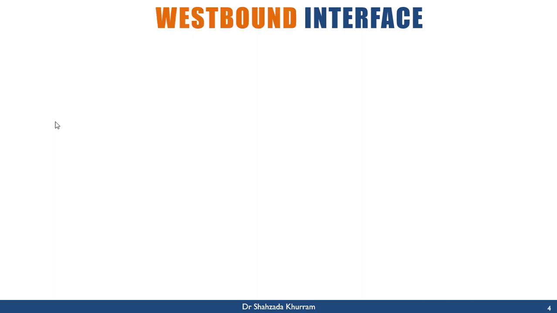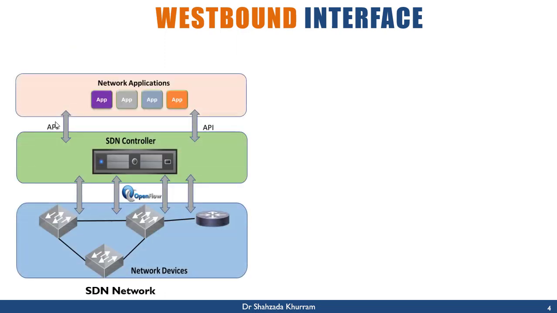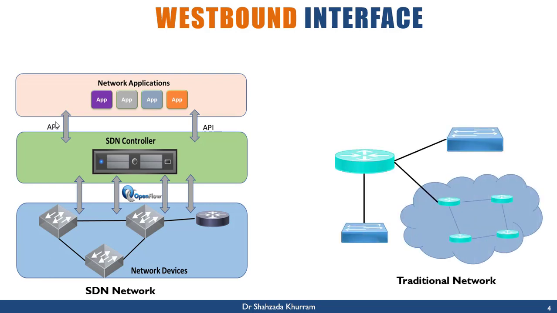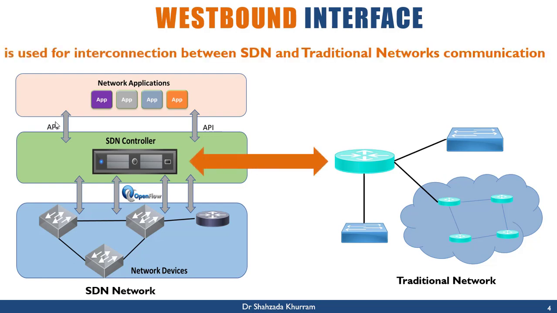Okay, next one is westbound. In this scenario, let's suppose here is a typical SDN network environment, and on the other side we have a traditional network environment. In this case, when we are going to connect them to each other, we use the westbound interface. So the westbound interface is used for interconnection between SDN and traditional network communication.